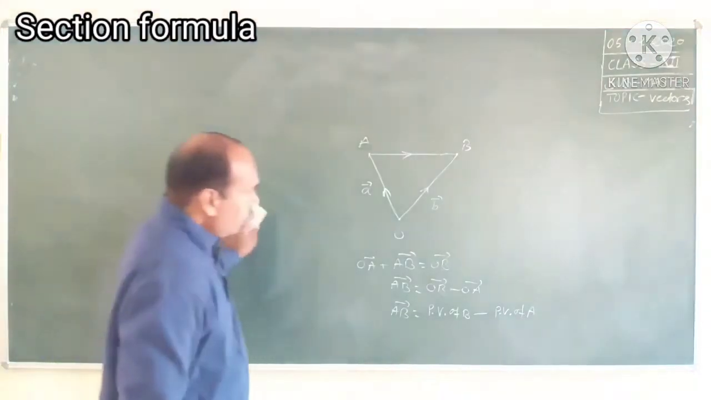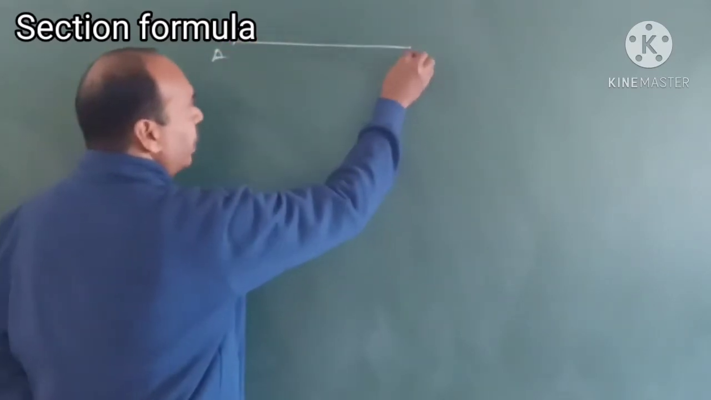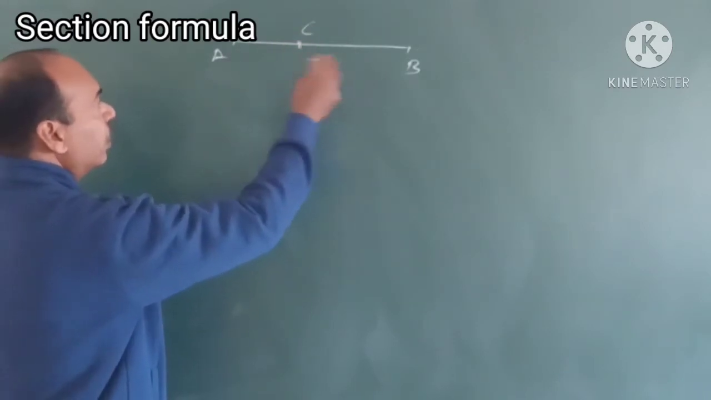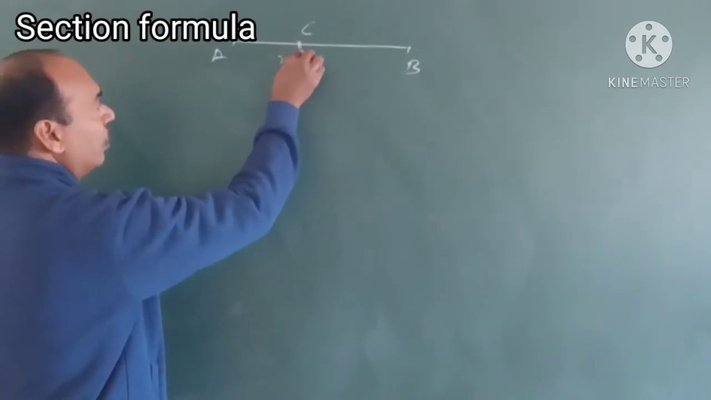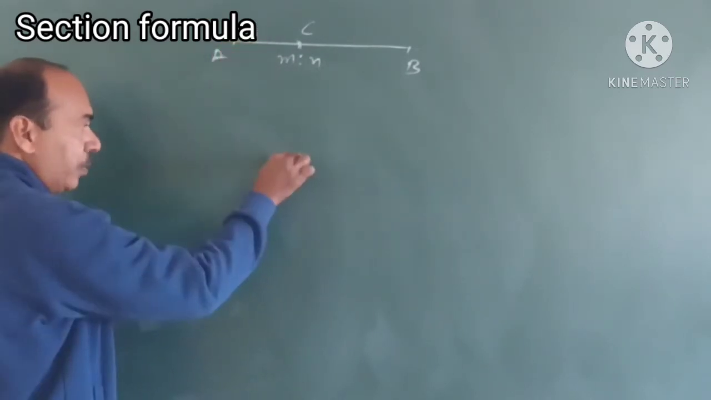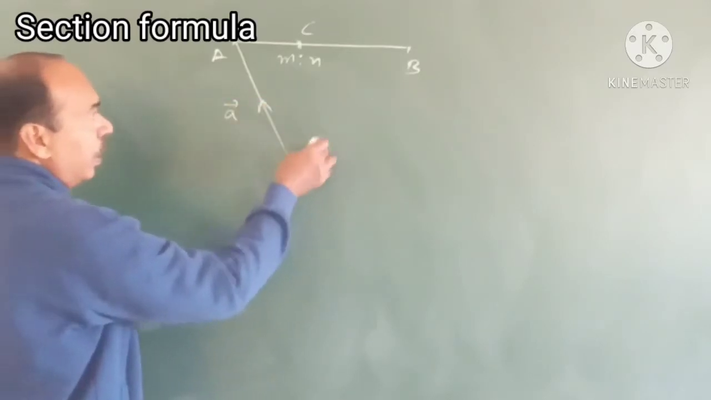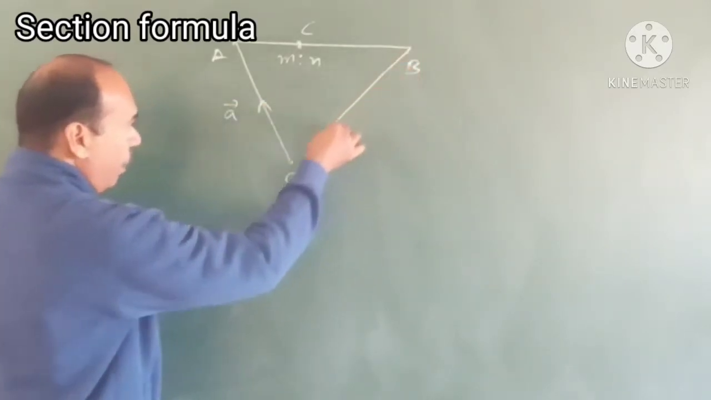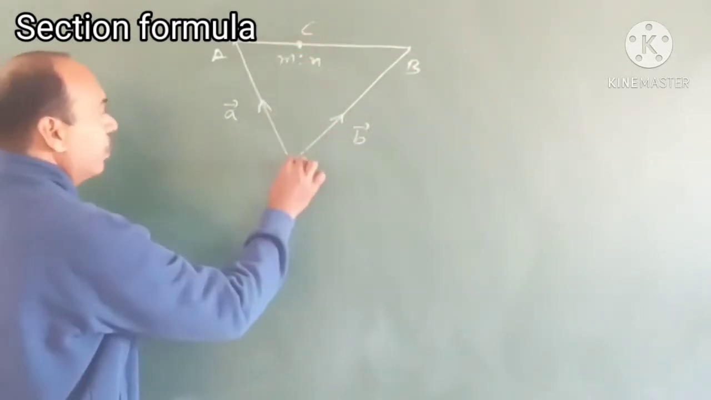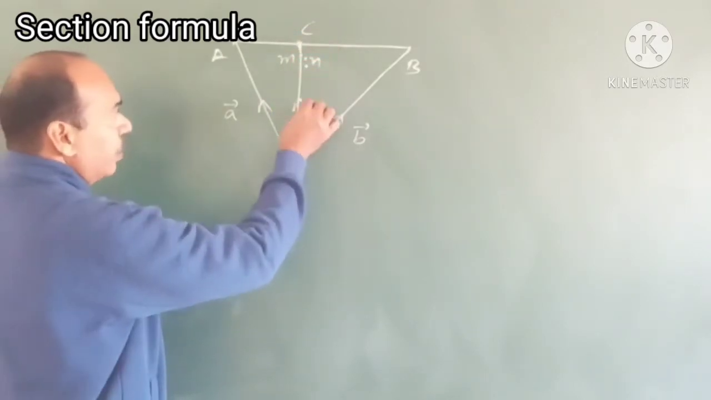Now after that we have the section formula. Suppose this is point A and this is B and there is a point, suppose C, which divides AB in the ratio M to N, and suppose this is our origin O. With respect to this origin O, vector OA is suppose small a and vector OB is suppose small b. Now we have to find the vector OC. This is M ratio N.